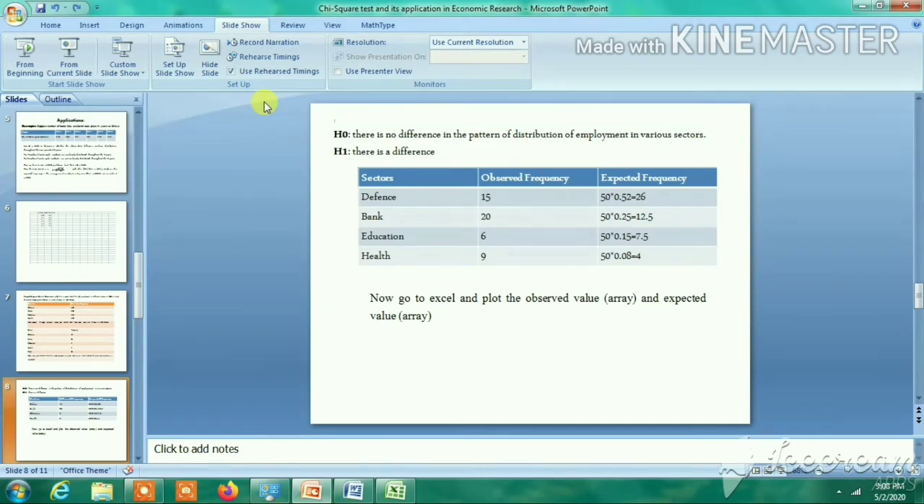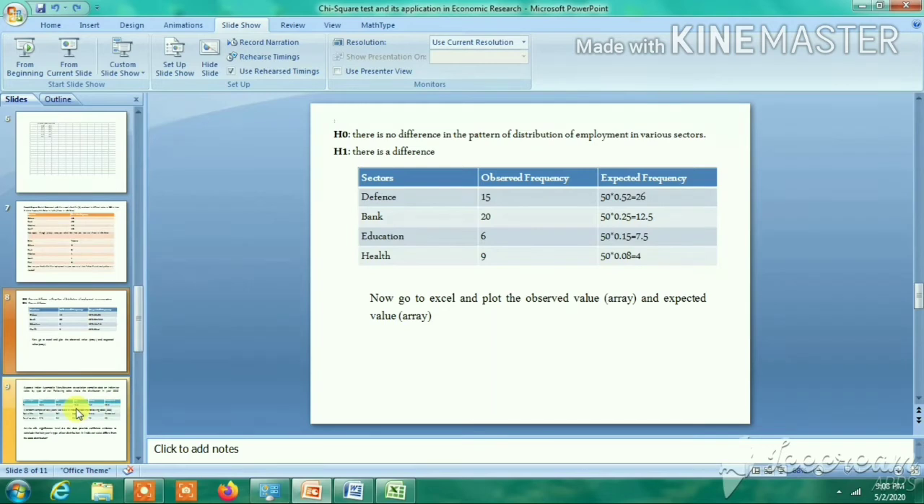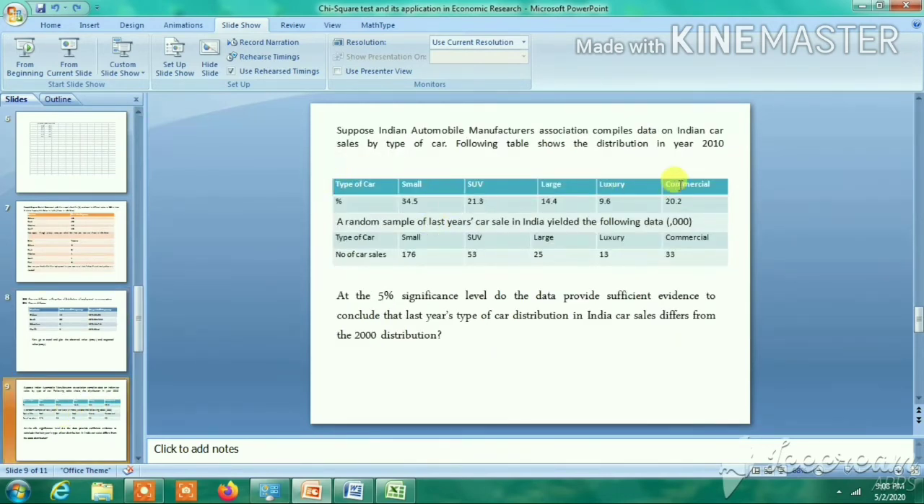So here lies the goodness of fit test with the help of chi-square statistic. Now we are coming to another example. This is given as an example for the beginners in economic research, for their homework or task or something like this. You can go through exactly in the same way.